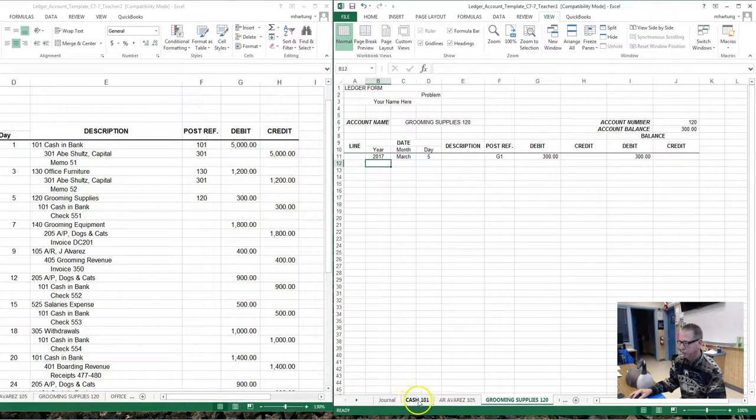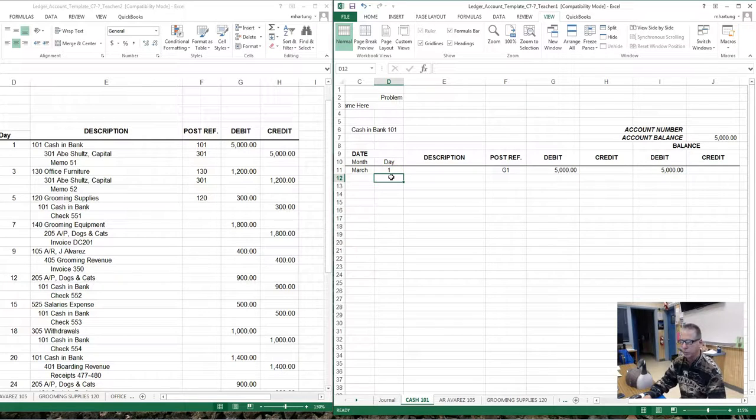So over to the cash account on the 5th. G1. This time it's a credit. We've spent cash, so we reduce our cash with a credit. Now we need to update the balance. Previous balance, we had $5,000. Now we just spent $300. We spend money by making a credit to the cash account. So on the 5th of March, we have $4,700 in our cash account. Come back, show that we posted that to account 101.